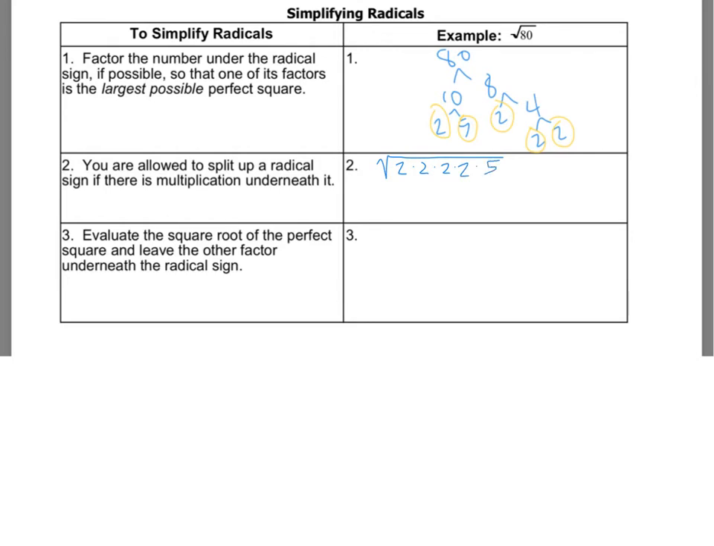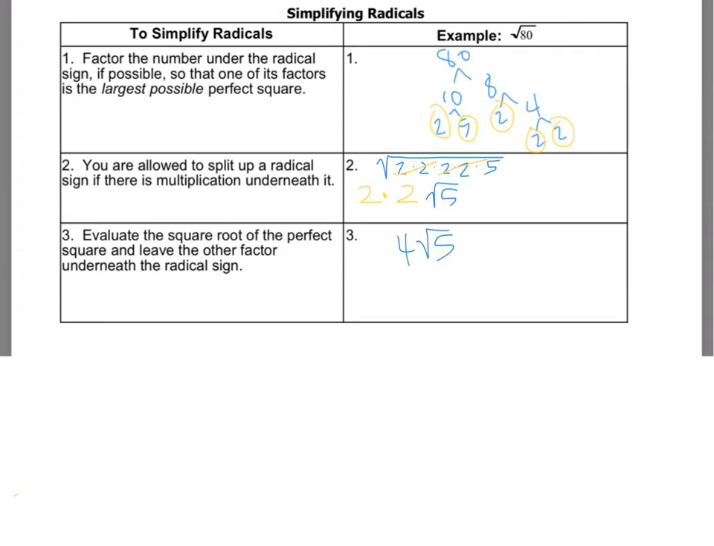So what we can do now is take out any doubles. This 2 can come out of the square root. This 2 can come out of the square root. And we are left with the square root of 5. So now we can multiply the 2s on the outside to become 4 square root of 5.